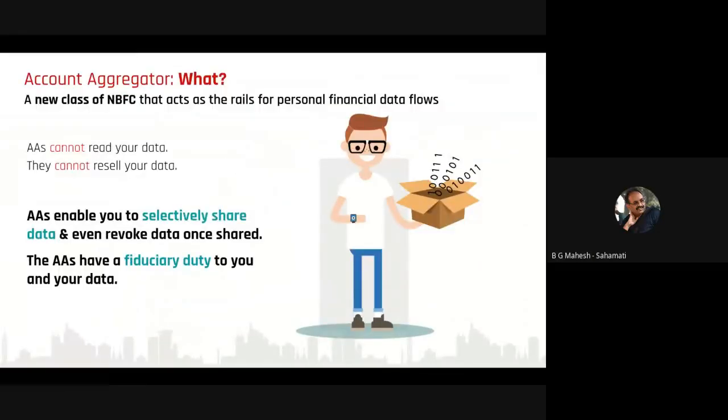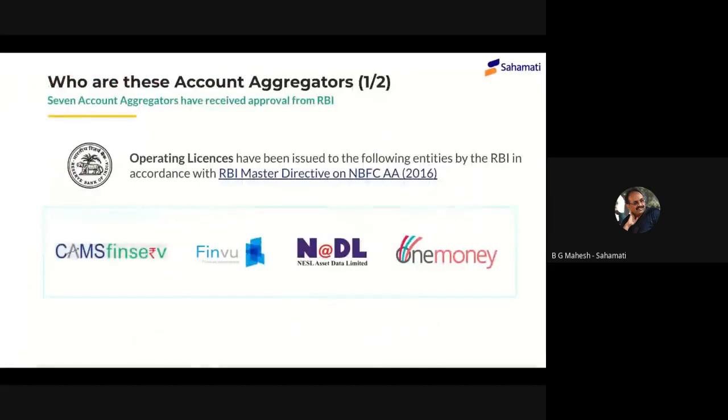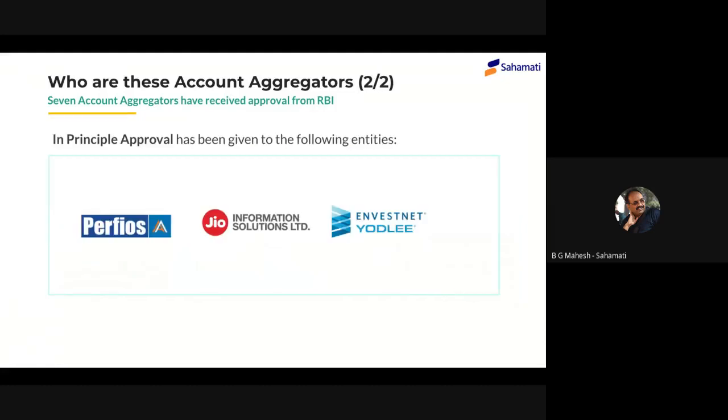Yeah. So I've spoken about already that it is actually data blind, so it is not able to do anything. You have 4 account aggregators which have an operating license, which means they can launch their services anytime. 3 of them also have what we call an in-principle license and are waiting for their operating licenses.